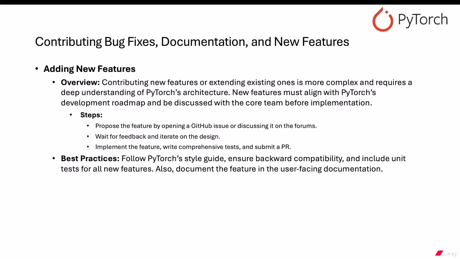Implement the feature, write comprehensive tests, and submit a PR. Best practices: follow the PyTorch style guide, ensure backward compatibility, and include unit tests for all new features. Also document the features in the user-facing documentation.